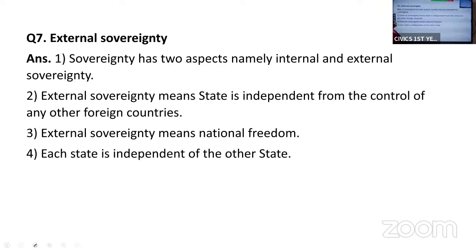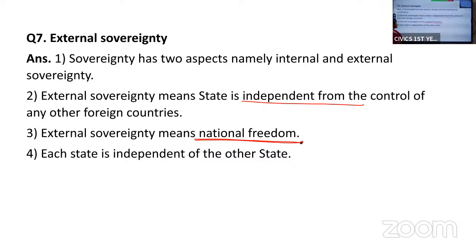External sovereignty. So what is external sovereignty? A state is independent from the control of foreign countries. When a state is independent, not controlled by any foreign country, then we say that it is external sovereignty, which is also known as national freedom. See, before 1947, India was ruled by Britishers. India had population, India had territory, India had British rule. Okay, it was not independent. So India was not a sovereign state. After independence, India got sovereign power. So India got national freedom. So external sovereignty also means national freedom.